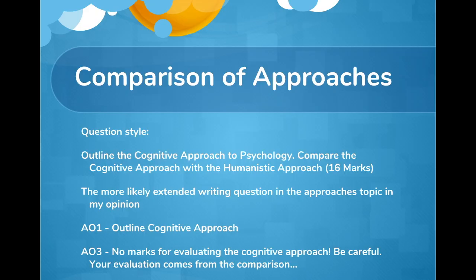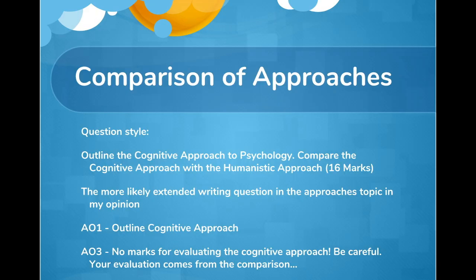The sorts of questions this could lead to are questions like this. Generally, I think they will be longer answer questions, so either an 8 marker, which would be 3A01 and 5A03, or the essay, the 16 marker, which is your 6A01, 10A03. This is just my personal opinion, but I believe that the comparison of approaches will be the more likely extended writing question on the Year 2 spec, because it shows higher level skills. It will ask you to obviously look at certain approaches. It's a more complex and a more difficult question to answer than just outline and evaluate the behaviourist approach, for example. And so I think that's where the preference will come from here.